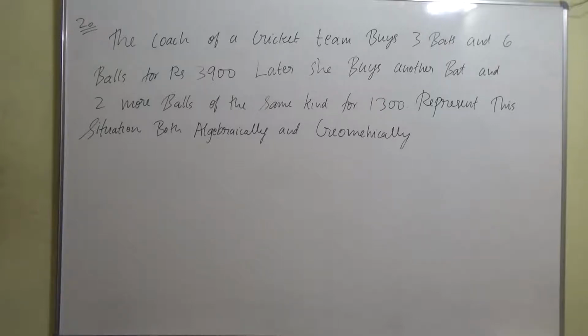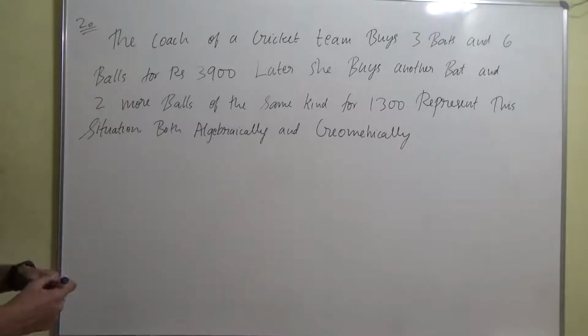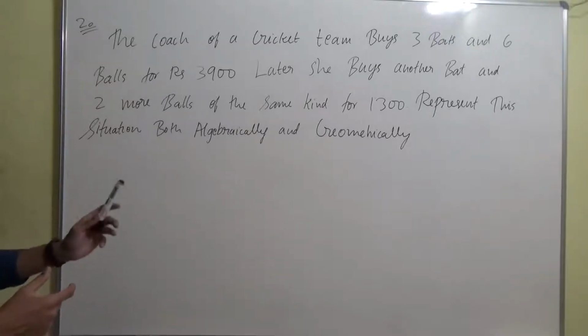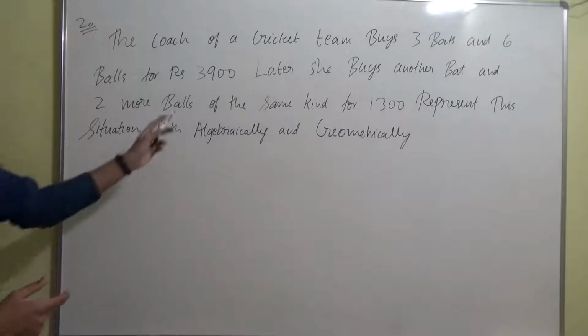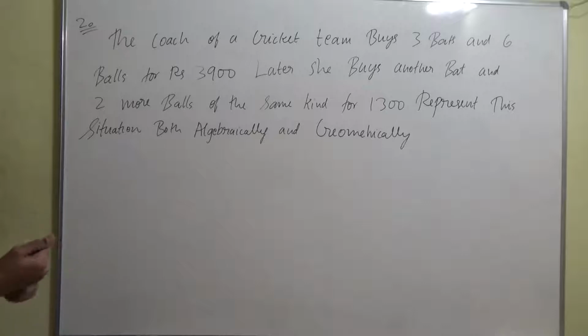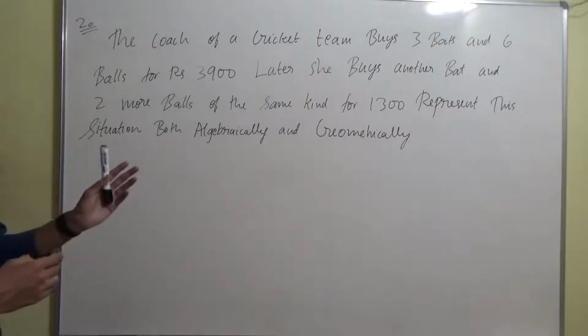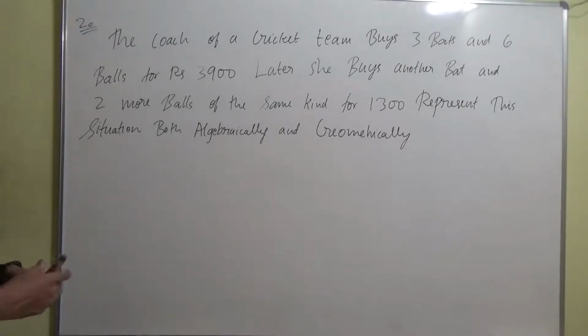So guys, now let's go to the second question of the same exercise 3.1. The second question is quite similar to the first one, guys. In fact, I would say it's a bit easier than the first one. The second question says the coach of a cricket team buys 3 bats and 6 balls for rupees 3900. Later she buys another bat and 2 more balls of the same kind for 1300. Represent the situation both algebraically and geometrically.